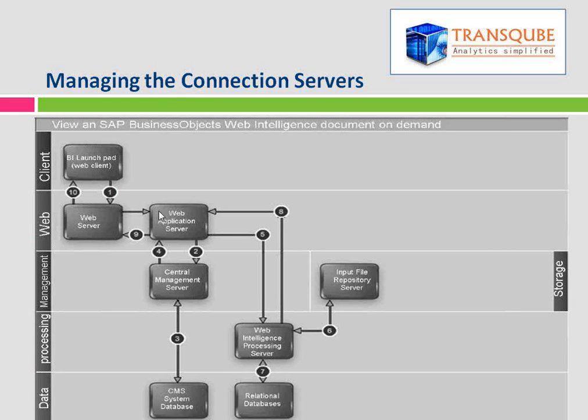Web server, web application server, CMS, again web application server, web intelligence processing server, input FRS to pick up the corresponding information. Using the qt.dll, it extracts a query and query content, translates it, connects back to the RDBMS system, and data is sent back to the web intelligence processing server. From here, it communicates back to the web application server with the created page. Web application server, web server is the front end for the end user. From here it will present back to the BI Launchpad end user.